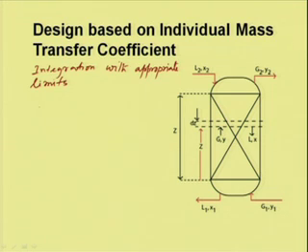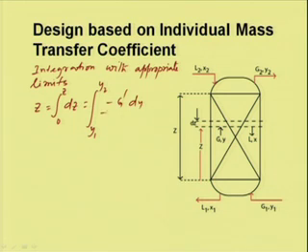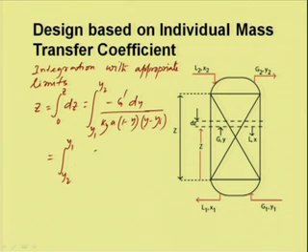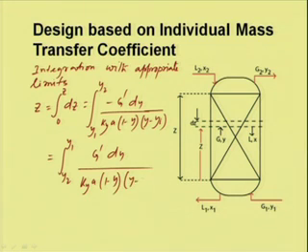it gives z is equal to integral 0 to z dz, which will be equal to integral y1 to y2 minus G dash dy divided by k y a into (1 minus y) into (y minus y I), which is equal to integral y2 to y1 G dash dy divided by k y a into (1 minus y) into (y minus y I).